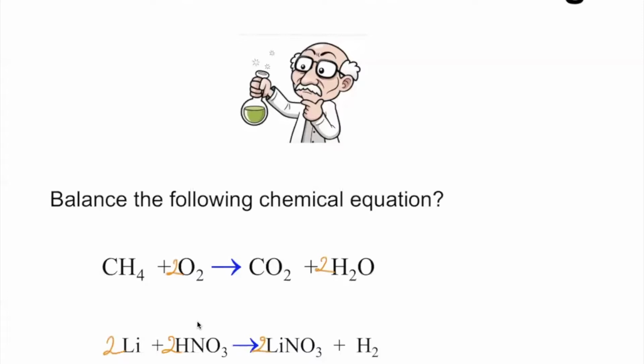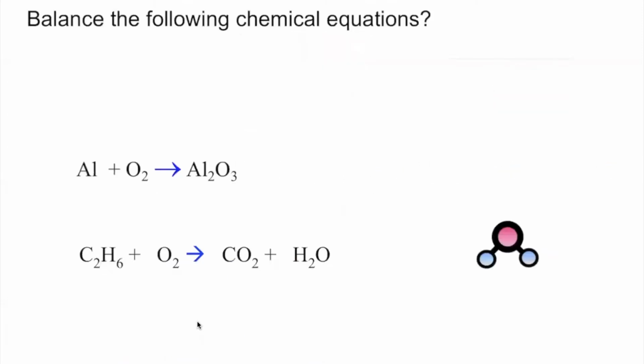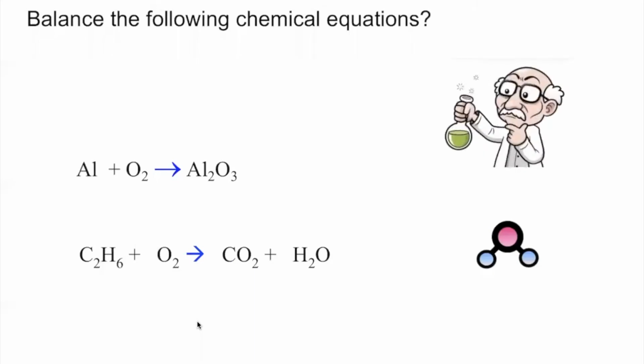The last but not least, you have 2 more equations that you can practice on your own. The first one is kind of easy. The second one is a little bit more complicated. Pause it. Now here's the answer. A 4 in front of aluminum, a 3 in front of oxygen, a 2 in front of aluminum oxide.